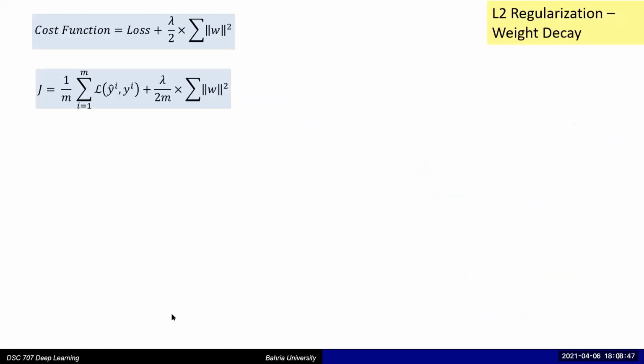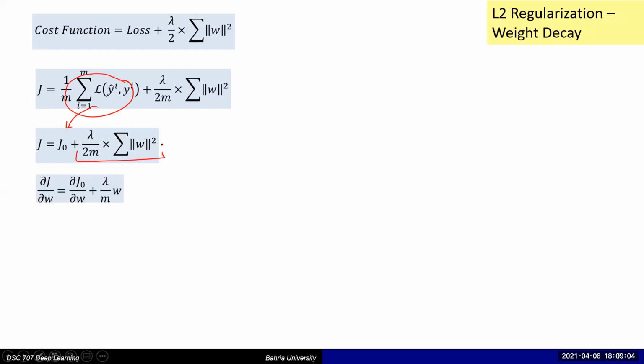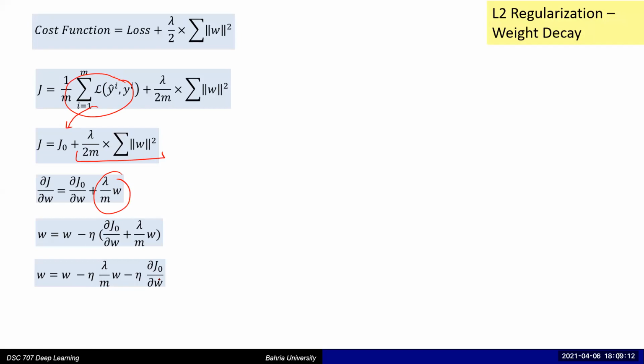So we said in L2 regularization, you take the square of all the weights, you add them as a regularization term multiplied by a regularization parameter lambda. Since this was our original term from gradient descent, we have replaced it by J naught, and this is the new term. When we take its derivative with respect to W, this is the new term that we get. We plug in the equation for weight update, and by some rearrangement we get this expression.